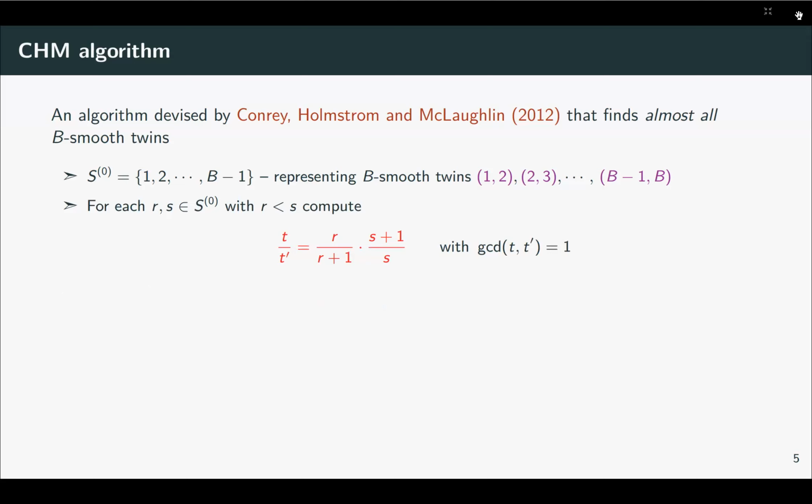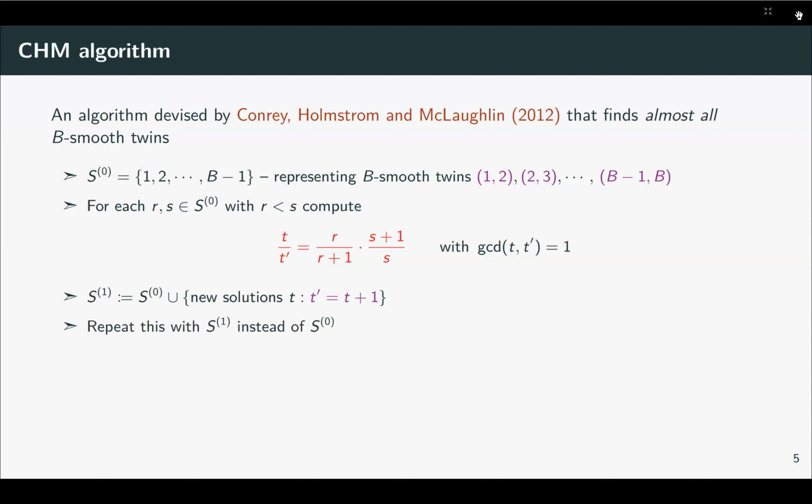Now what we're going to do is take each pair r and s in this big set and do this computation: r divided by r plus 1 times s plus 1 divided by s. And we reduce this down as much as possible so we get t prime. What one can show is that if this t prime is equal to t plus 1, then we get a new smooth twin. So we're going to create a new set that we call S1 to be exactly what we have in S0 plus these new solutions that we get from doing this computation.